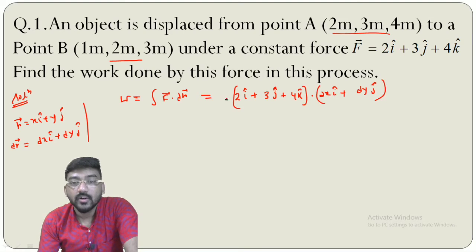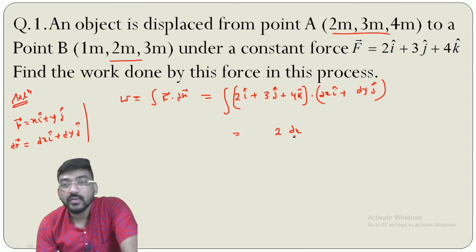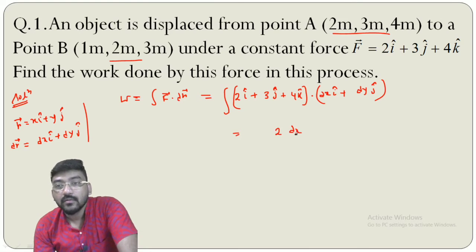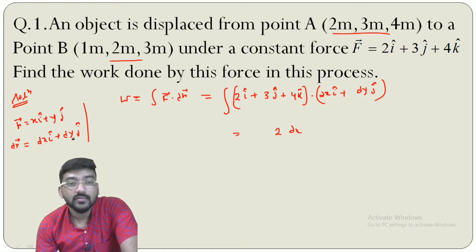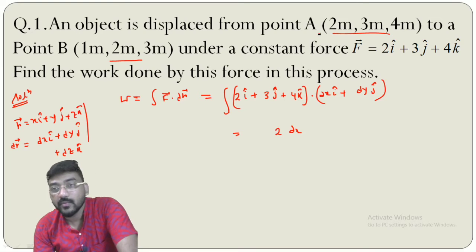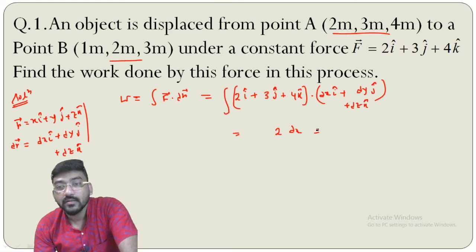Now if you take this dot product, then you will get 2dx. Okay, so this is 3 dimension, so there will be another term, dz k cap, and here is z k cap. This is 3 dimension because the point is 2, 3, 4. So it will be 2dx plus 3dy plus 4dz.